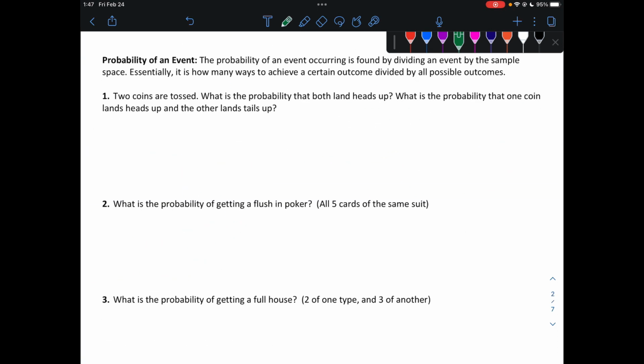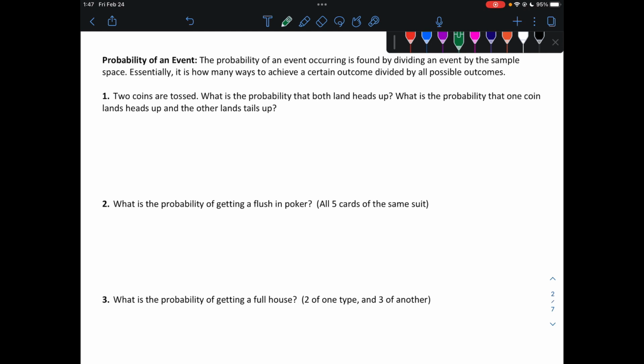Probability of an event happening. The probability of an event occurring is found by dividing an event by the sample space. Essentially, it is how many ways to achieve a certain outcome divided by all possible outcomes. All right, so number 1, 2 coins are tossed. What's the probability that both land heads up? What's the probability that one coin lands heads up and the other lands tails up?